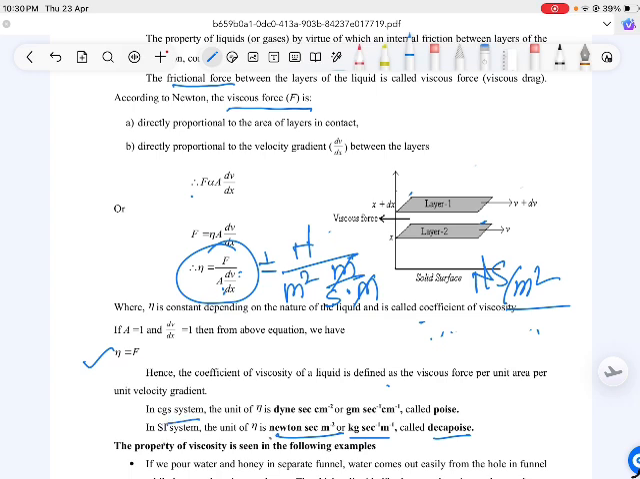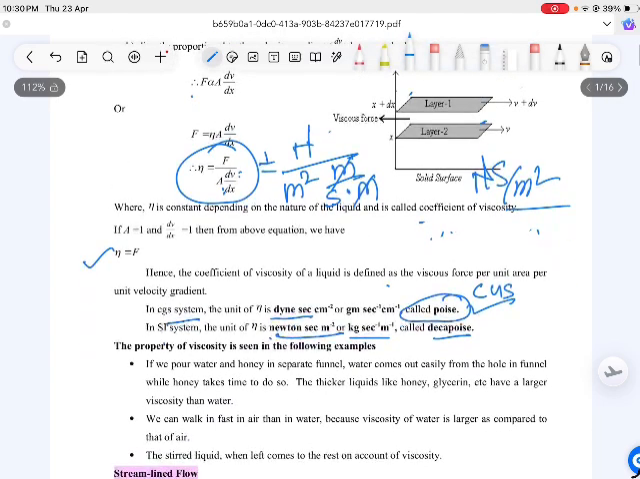In the CGS system, the unit of viscosity is dyne second per centimeter square, or it is specially labeled as poise. Poise is the unit of coefficient of viscosity in the CGS system. So this is the concept of the coefficient of viscosity.